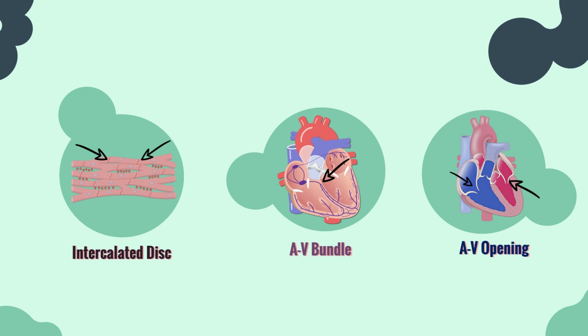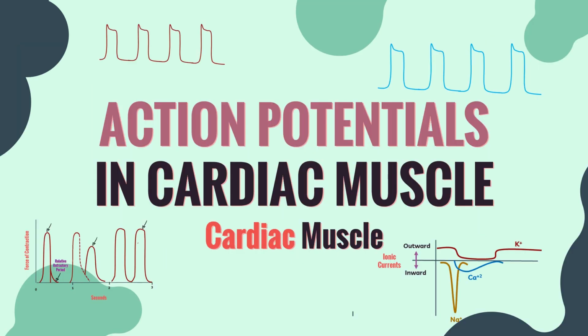This division of the muscle of the heart into two functional syncytia allows the atria to contract a short time ahead of ventricular contraction, which is important for the effectiveness of heart pumping. This was all about this section. In our next section, we will talk about the action potential in cardiac muscles.